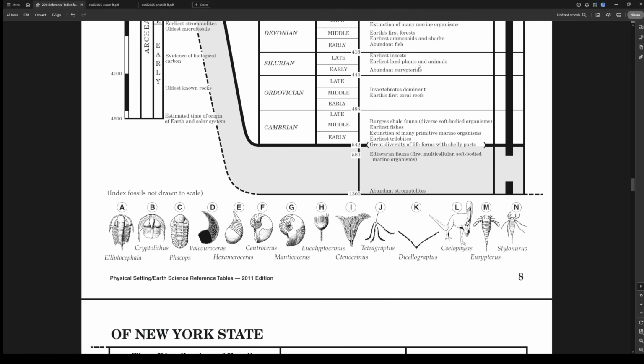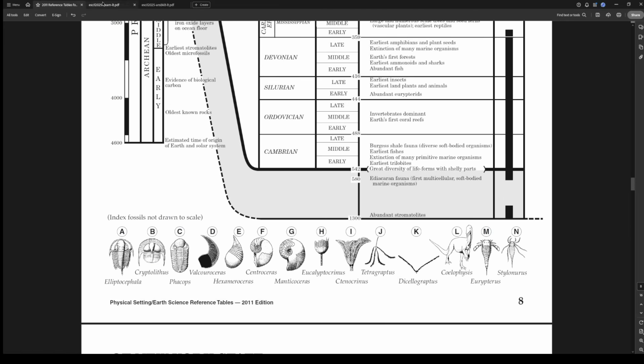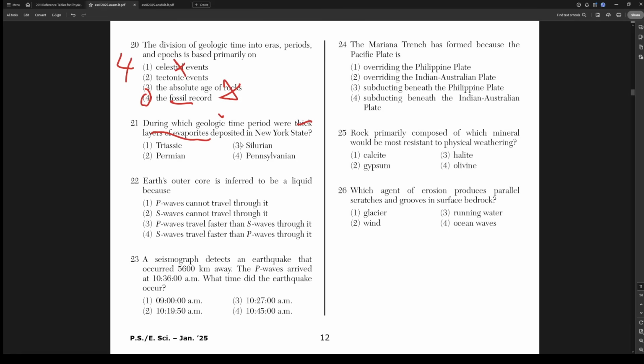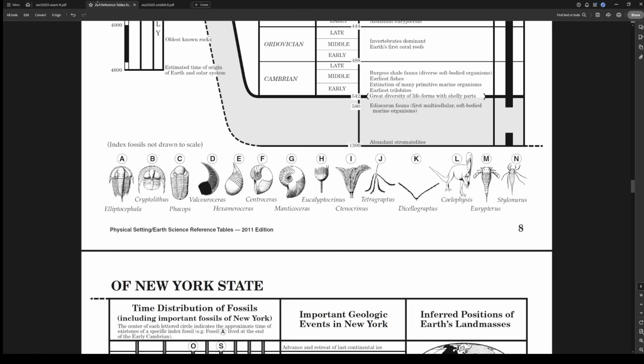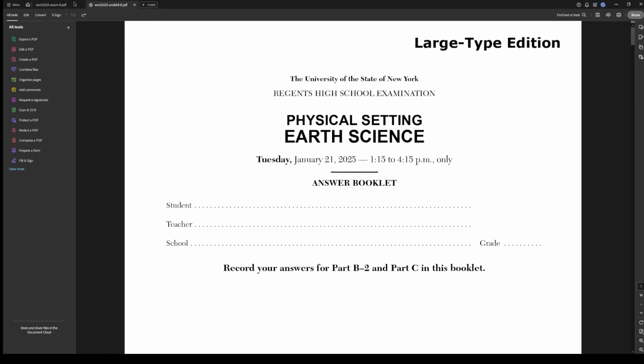1, 2, 3, 4. So is it Silurian? Guess it is. I mean, it's there. Yeah, that question's weird because it's not directly there. Wow. I think I hate that question. All right, on that note, one sec, I gotta put my reference table back.